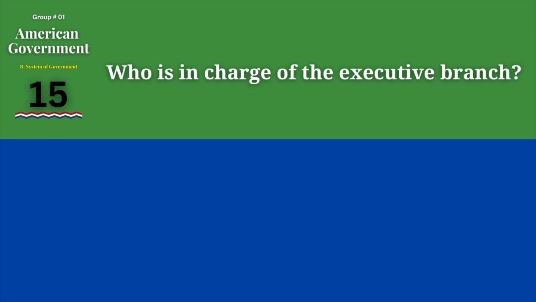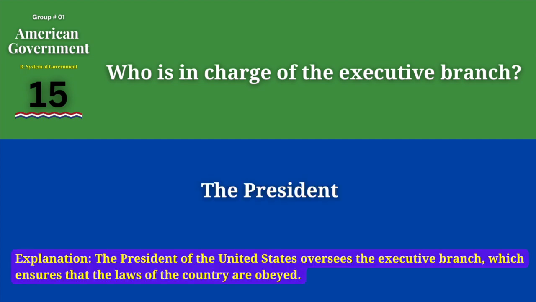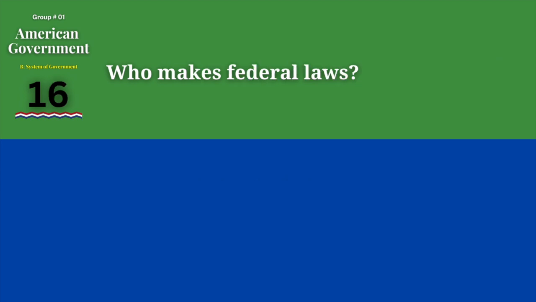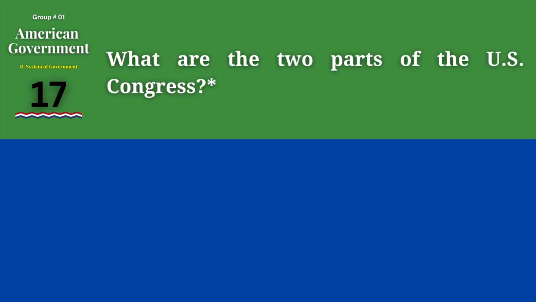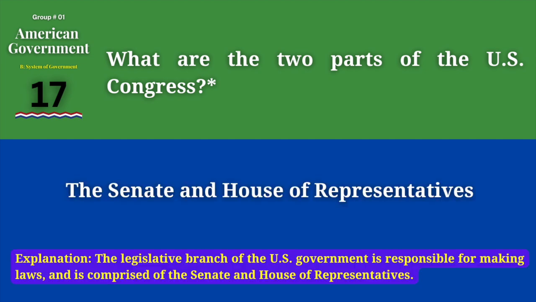Who is in charge of the executive branch? The president. Who makes federal laws? Congress. What are the two parts of the U.S. Congress? The Senate and House of Representatives.